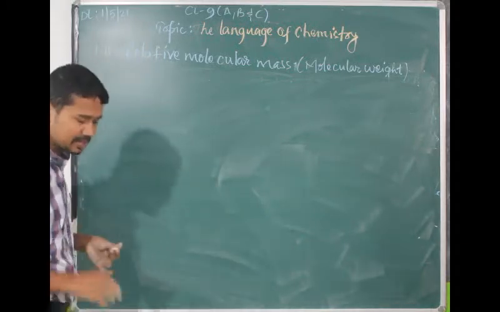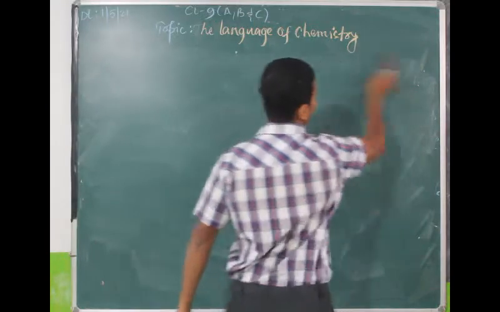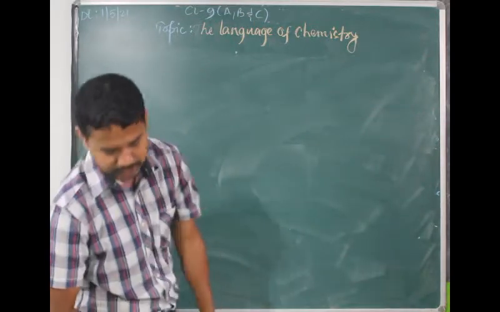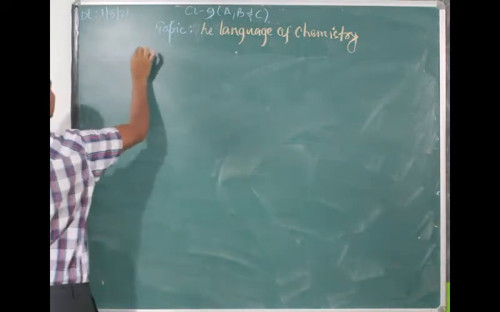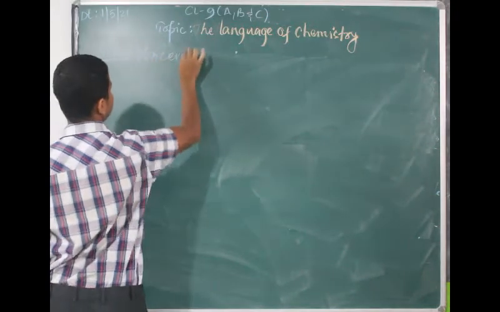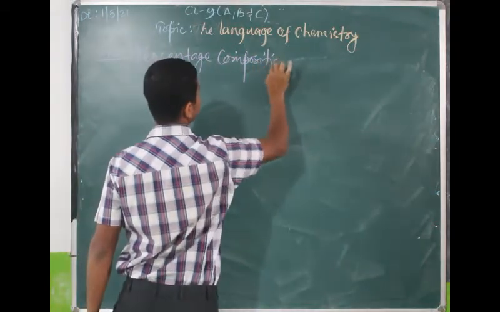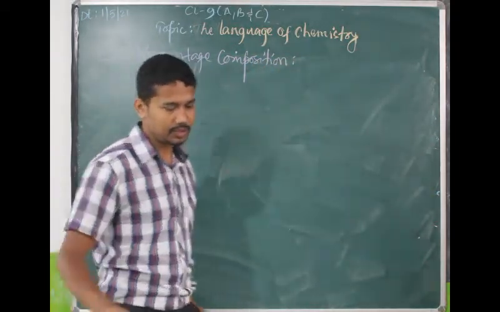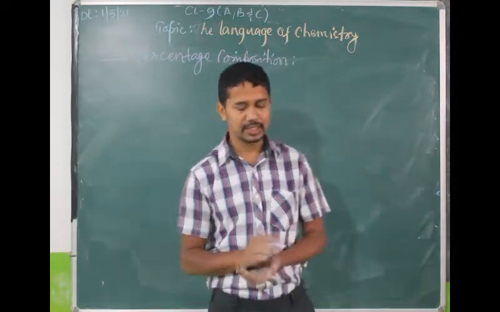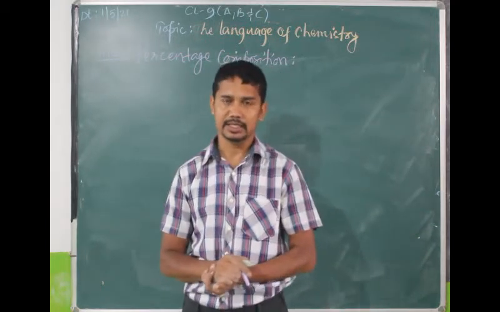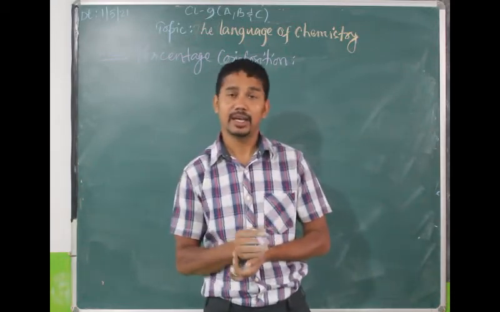Now we will be learning another thing, that is percentage composition. What is percentage composition? Percentage composition of a compound is the percentage by weight of each element present in it. That means how much of a particular element is present in a compound.